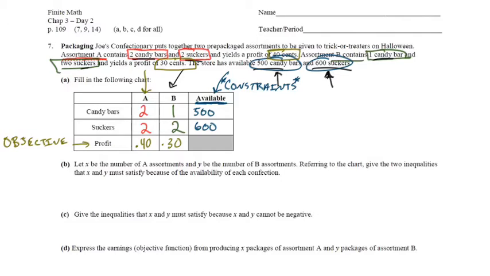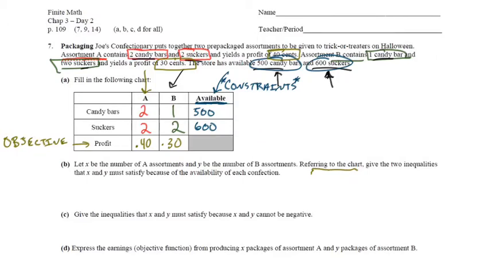So let's take a look at part B. It says, let X be the number of A assortments and Y be the number of B assortments. Referring to the chart, which we just made above, our little table, give the two inequalities that X and Y must satisfy because of the availability of each confection. In other words, the availability of candy bars and the availability of suckers.